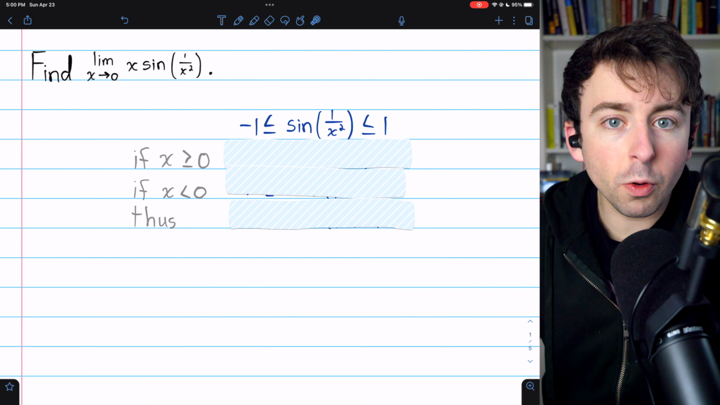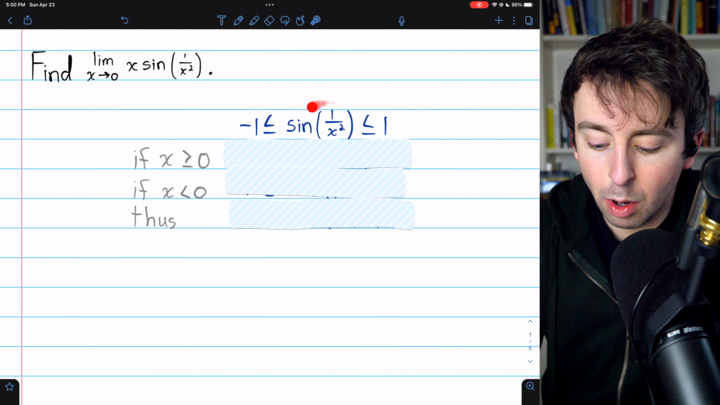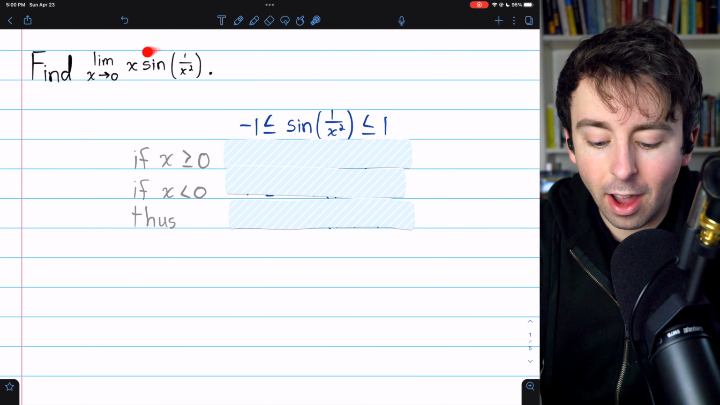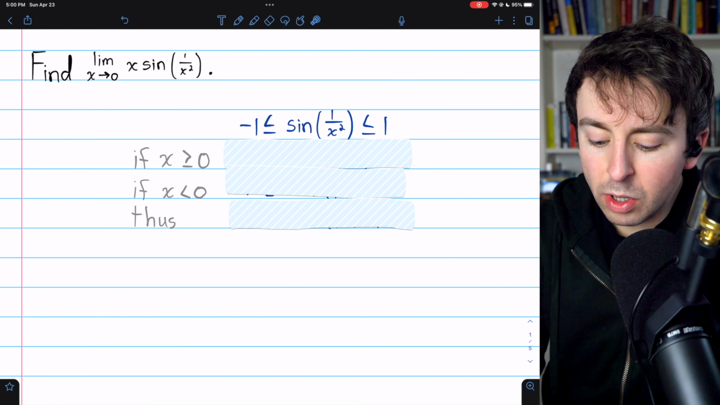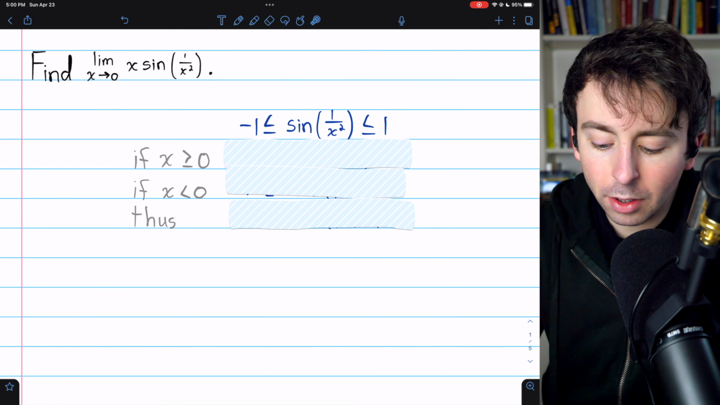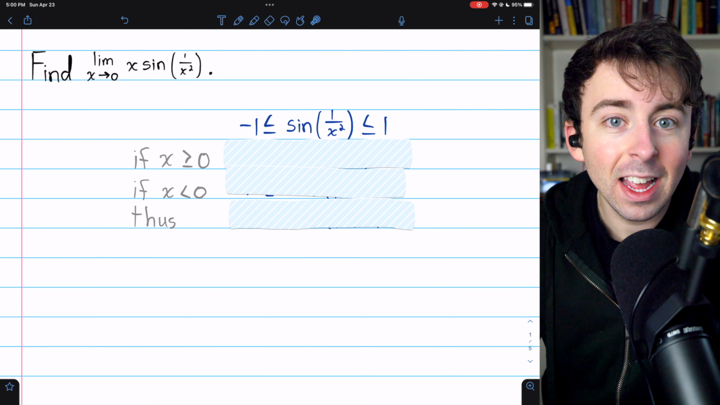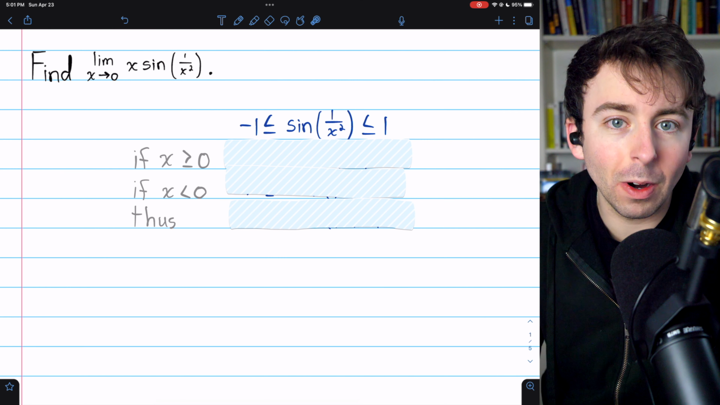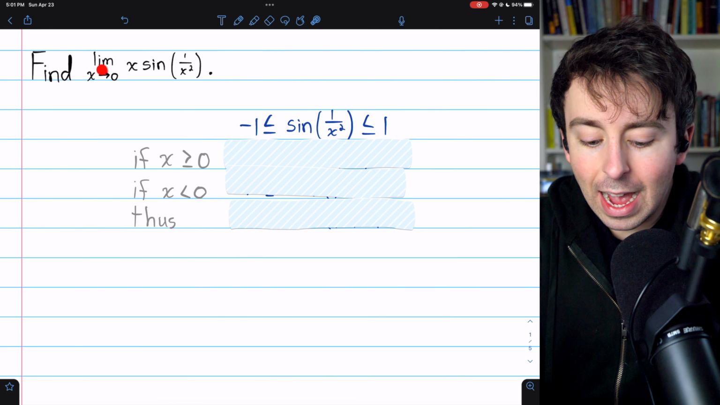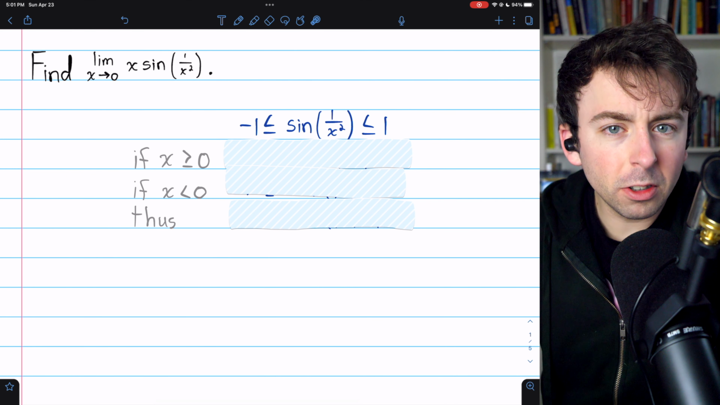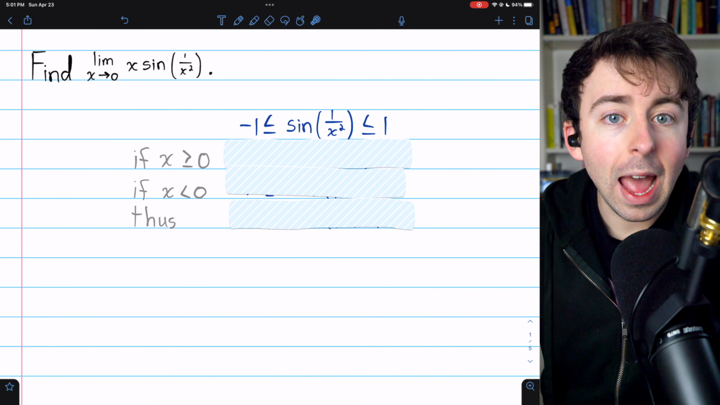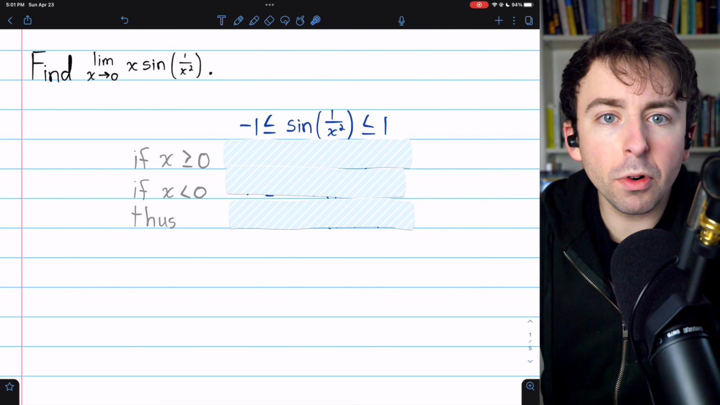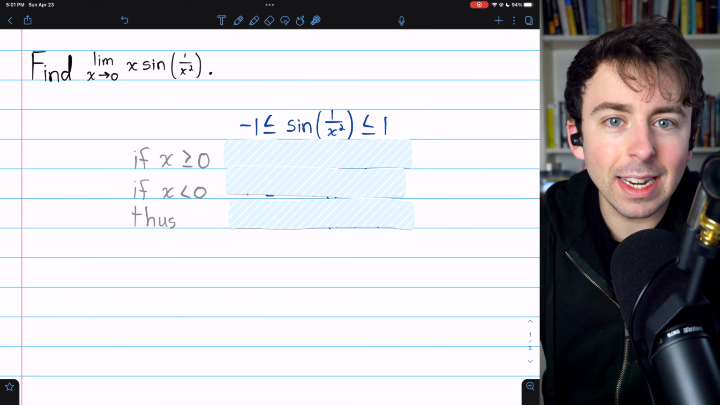But of course, we're not trying to prove something about sine of 1 over x squared, we're trying to prove something about x sine of 1 over x squared. So we should take this inequality and multiply the whole thing by x. Then we'll have a statement concerning the function that we're actually interested in. However, since x is approaching 0, there are two things we have to consider. x could approach 0 from the right and be positive, or approach 0 from the left and be negative.